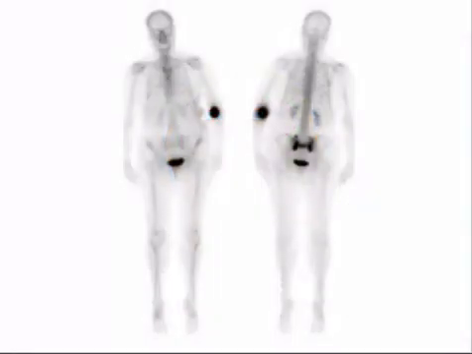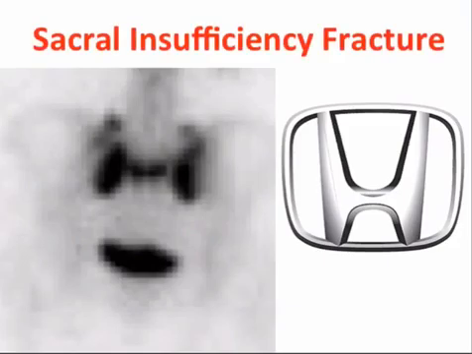All right, so it's a normal tracer here, a little bit of soft tissue stuff, right? What about this right here? We'll zoom in. It's supposed to look like a Honda sign or an H. So this is a sacral insufficiency fracture. Some people call it a butterfly also. Osteoporosis is the most common cause, but you can also see it in somebody who's had radiation, like maybe for a prostate or a cervical cancer or something like that.